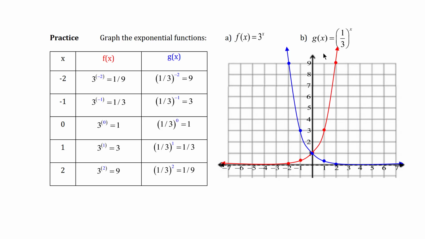Next, we plot the points for the function g. We have -2, 9 here, -1, 3 here, 0, 1 is plotted over here, 1, 1/3 is over here, and finally we have 2, 1/9 over here. Next, we draw the curve through our points, and now we have our graph for the function g in blue.